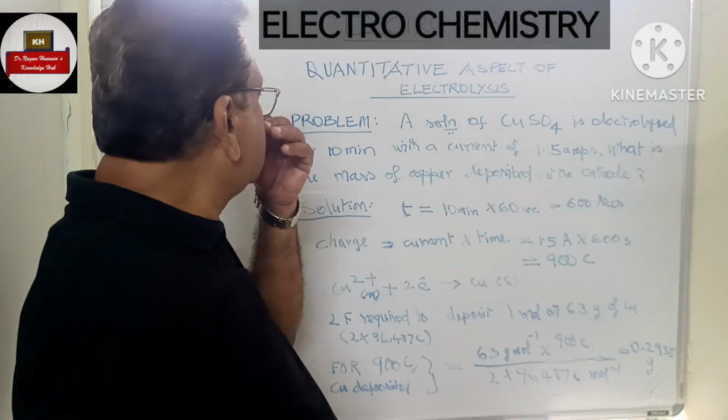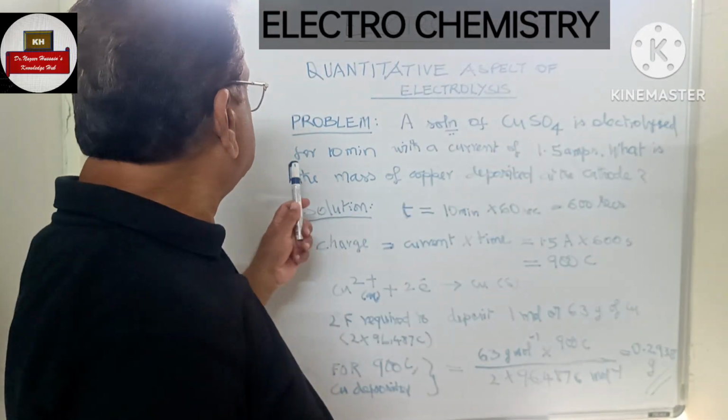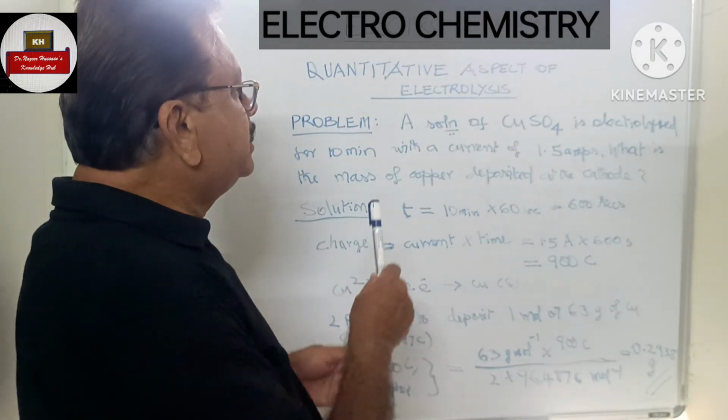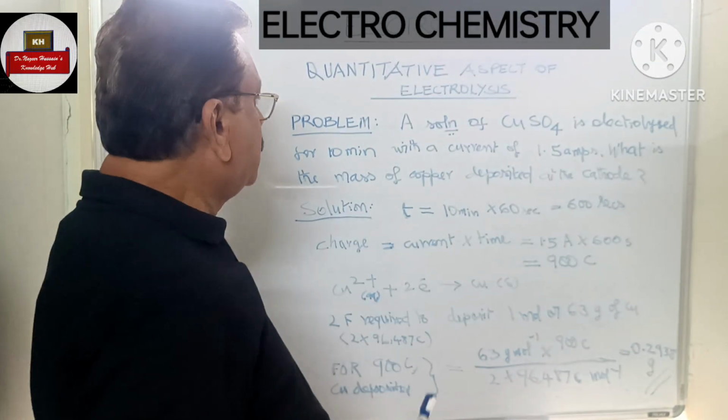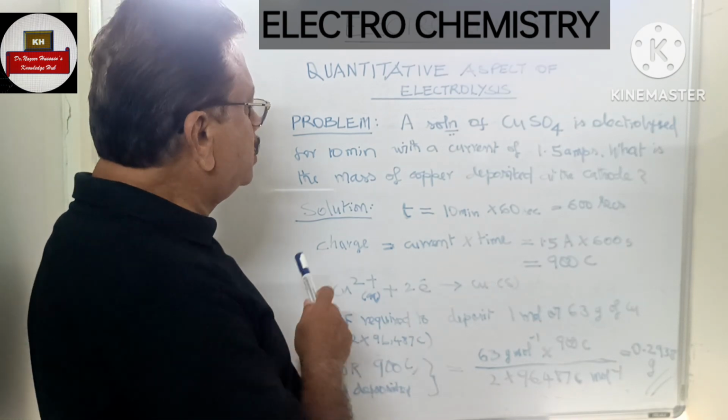Dear students, now let us see a problem. A solution of copper sulfate is electrolyzed for 10 minutes with a current of 1.5 amperes. What is the mass of copper deposited at the cathode? This is the question. The solution.